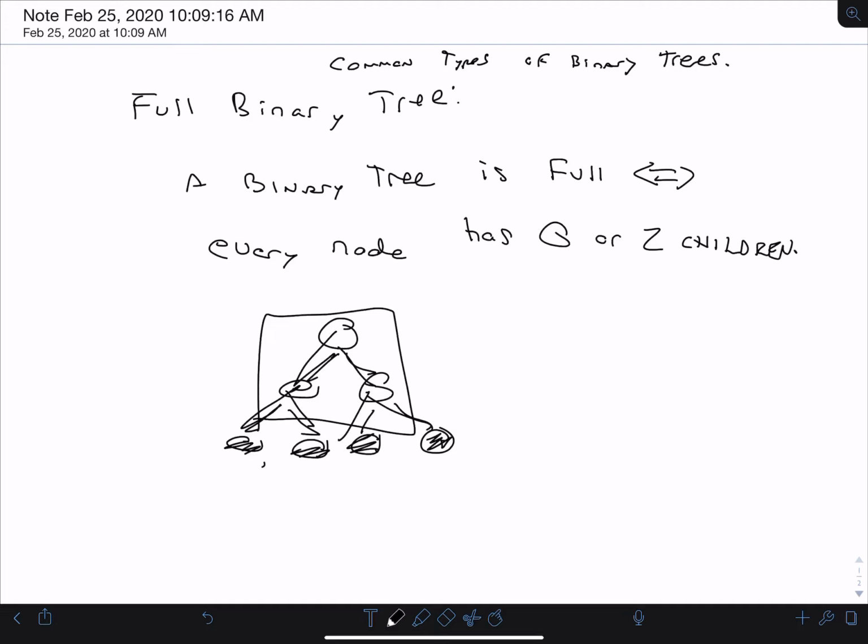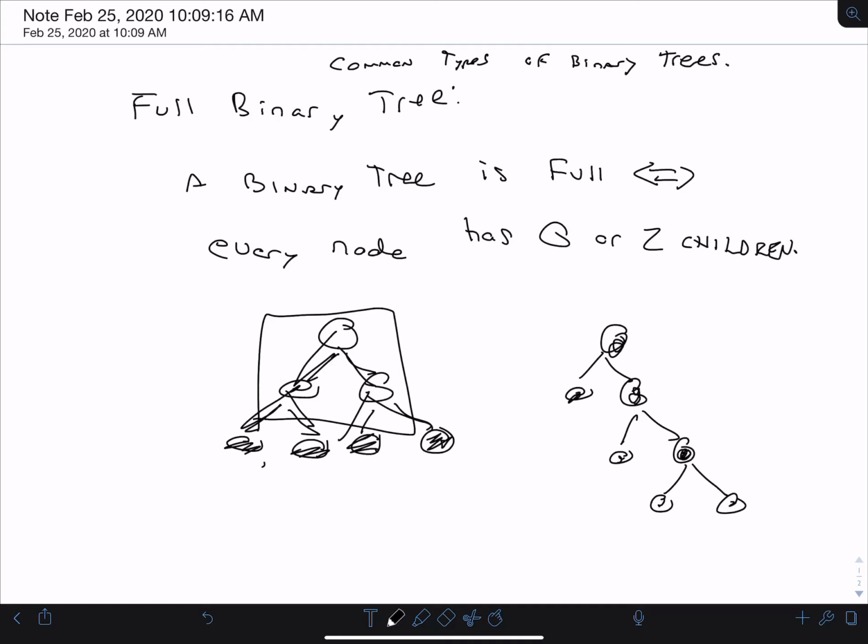Here's another example that you can see. That's also considered a full binary tree, because even though it doesn't look very nice, and of course the mirror of that is also the case, this has two children, two children, two children, 0, 0, 0, 0. That covers all of them.